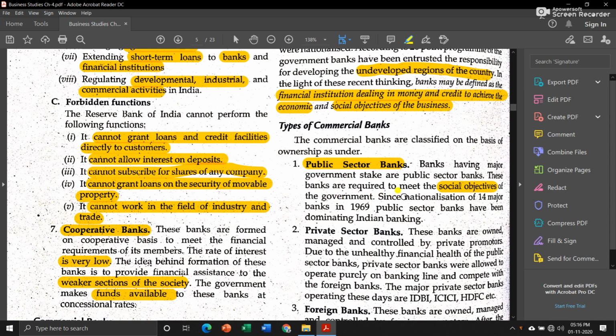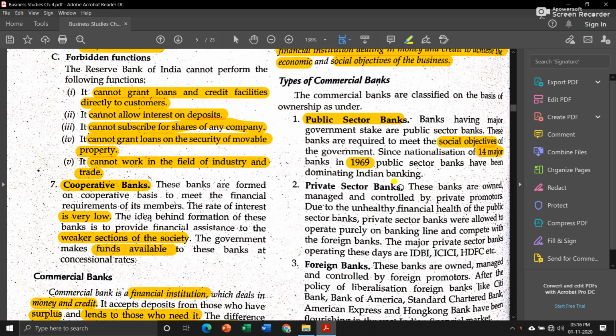Then nationalization. Since the nationalization of 14 major banks in 1969 (remember that sometimes they used to ask a 1 mark question, when were the banks of India nationalized?), that was the first time banks were nationalized, in 1969, and they have been dominating Indian banking since then. Those public sector banks are dominating the Indian banking system.